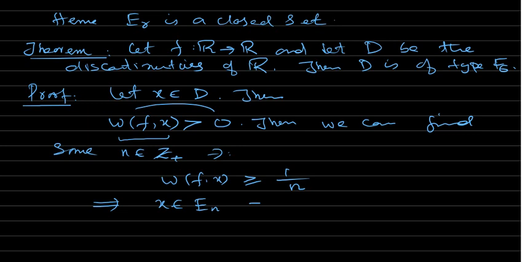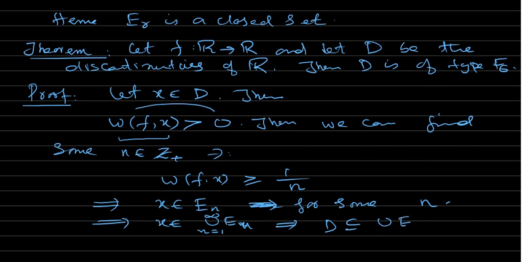So that means for some n, x belongs to the union of E_n, n running from 1 to infinity. x will be in some E_n. Whenever x is in D, it is in some E_n, so it is in the union, which means that D is a subset of the union of E_n. Actually, we want equality. We need to show that D is of type F sigma, that means D is a countable union of closed sets. So here D is contained in the set which is of type F sigma, because it is a countable union of closed sets.